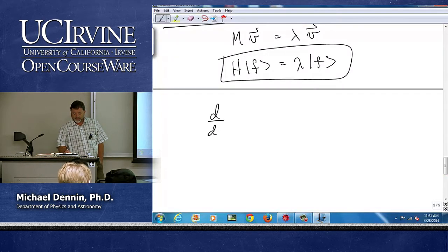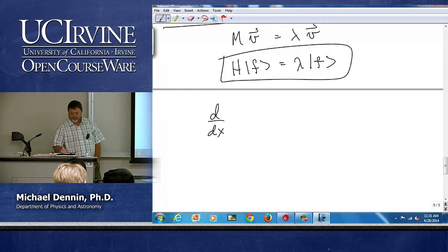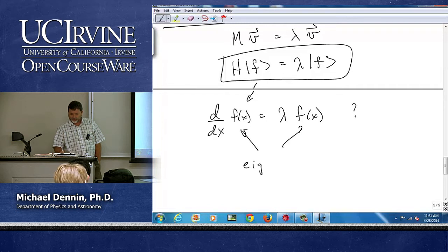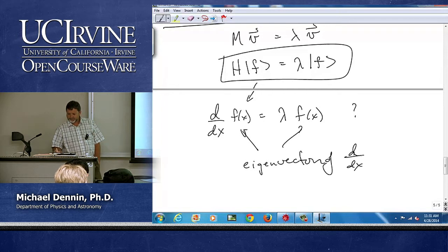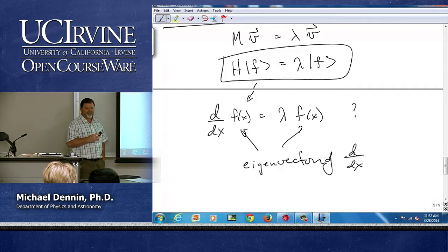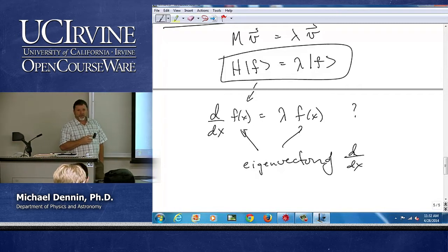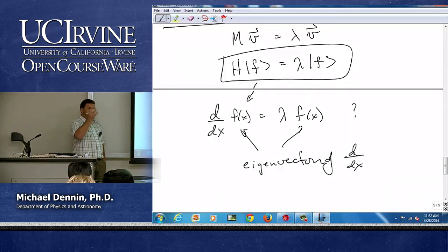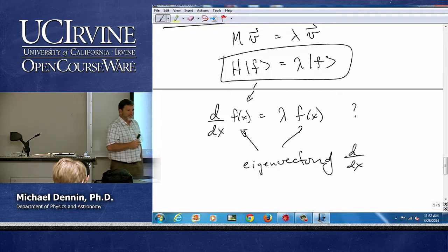So d by dx is a perfectly fine linear operator. So I can act with it on f of x. And I can ask, what are the eigenvectors of d by dx? Oh, I was going to have, nobody heard that, right? What are the eigenvectors, since it was said out loud? Just talk to the person next to you in case you didn't hear it, and find out what they are.